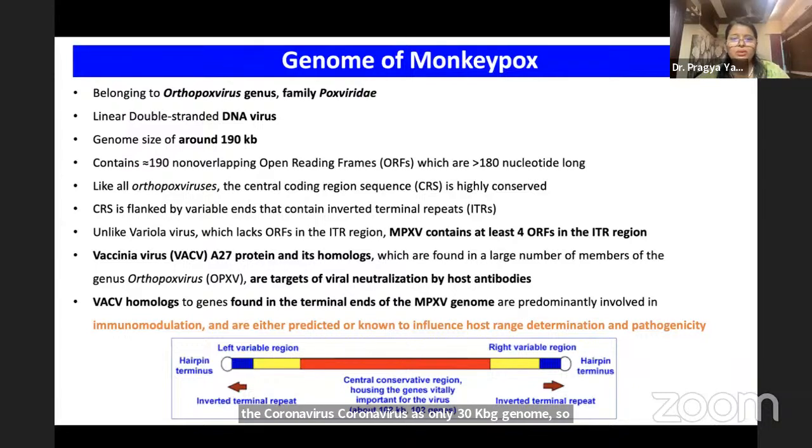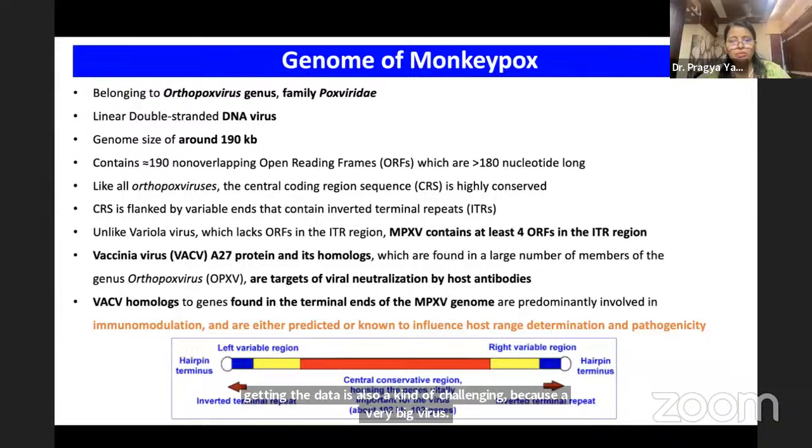It has multiple open reading frames, and very complex bioinformatics expertise is required to evaluate and understand how much mutation there is, which ORFs have variations, and which strain is circulating. So we need to do a good study once the data is retrieved. Getting the data is also a challenge because it's a very big virus, but it can be done with the right expertise and good protocols.